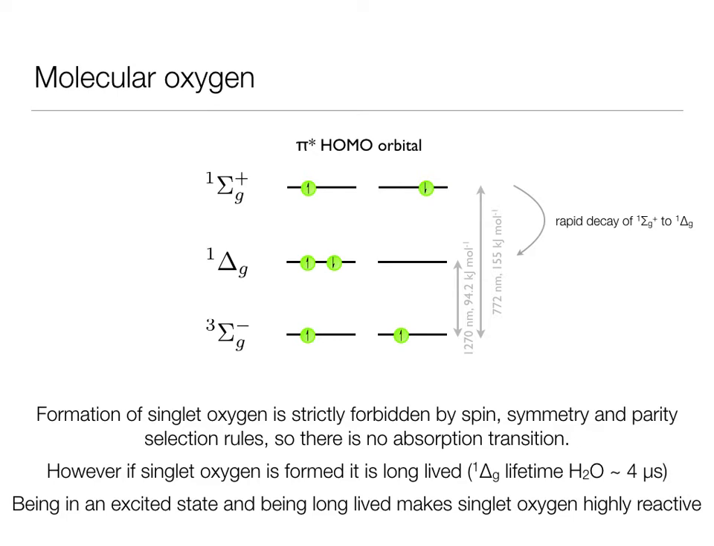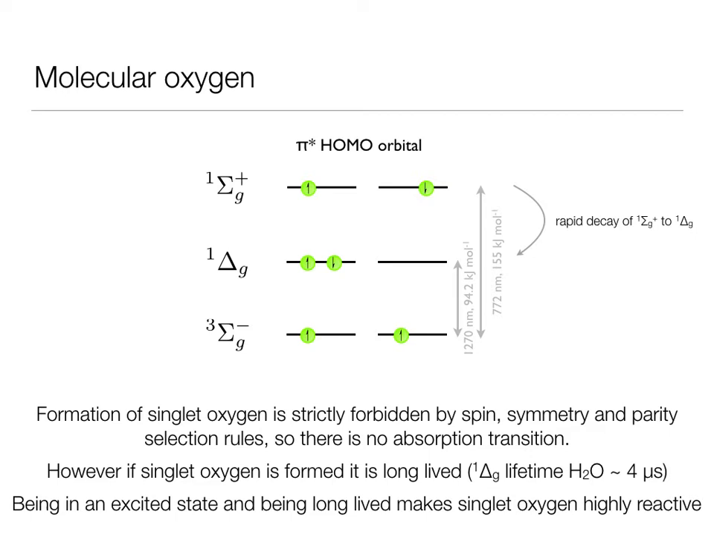And slightly lower in energy, I have the set where the spins are anti-parallel, so paired, but they're together in a single orbital. So electrons want to be paired if their spins are anti-parallel, and want to be in separate orbitals if their spins are parallel. And that middle set is the 1 delta G set.